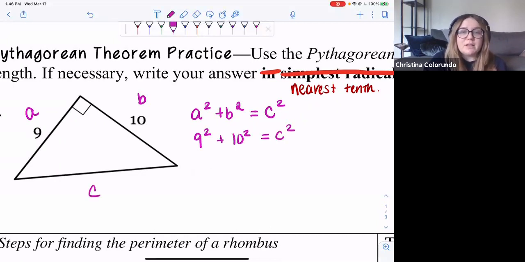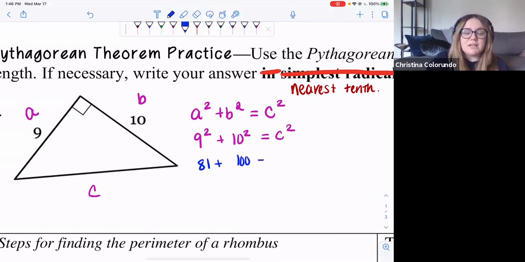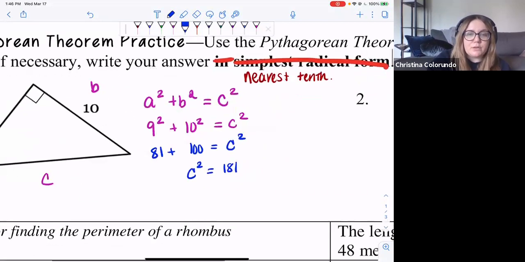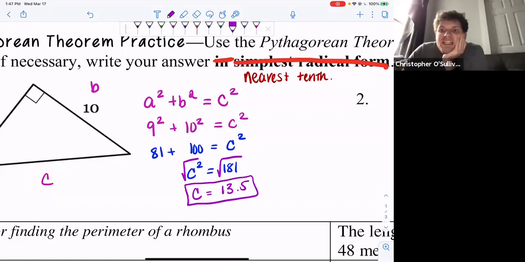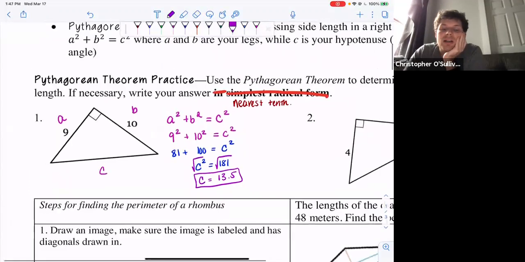9 squared is 81. 10 squared is 100. Which means c squared is going to be equal to 181. The value of c is the square root of 181, which will round to 13.5. And ladies, that's your final answer for number 1.